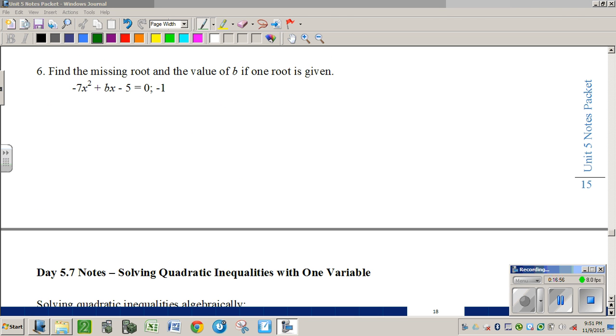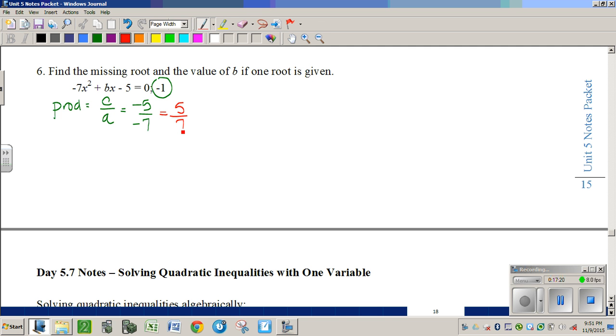Okay, so in this last one here, we're missing the b value. So here's one of our solutions, which is negative 1. So let's go ahead and see our product, remember, is c over a. So that happens to be negative 5 over negative 7. So the product is really just 5 over 7.